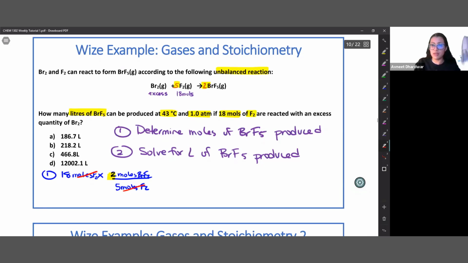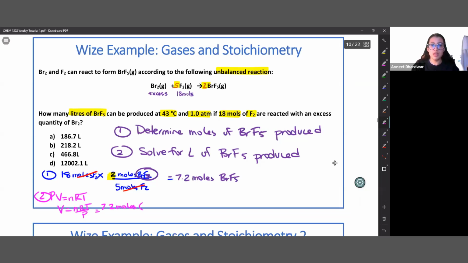And so now when you calculate that, you're going to get the moles of BrF5, so the moles of the product. So you should get 7.2 moles of BrF5. But we're not interested in the moles of BrF5 for this answer. We want its volume, or the liters. And so now we can use the ideal gas law equation, where we should try to rearrange to solve for volume. So V is equal to nRT over pressure. So we have 7.2 moles, plug that in.